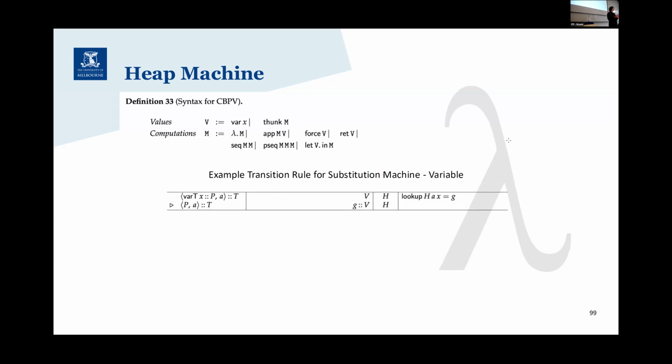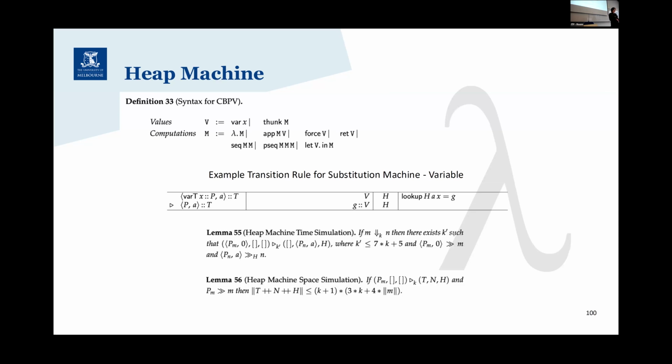Similarly, the operation for a variable will be different. When we encounter a variable, we first look up this variable's value in the heap. Then we put the corresponding value into the value stack rather than putting the variable straight onto the value stack. Similarly, we also formalize that the heap machine can simulate call by push value with the desired time and space bound.